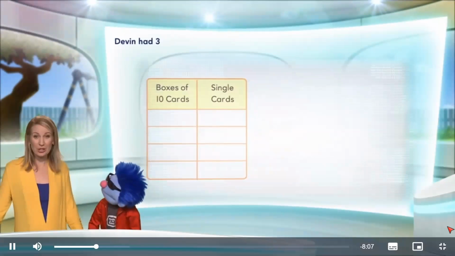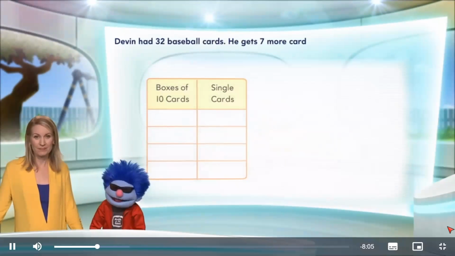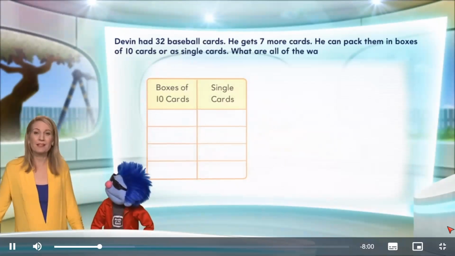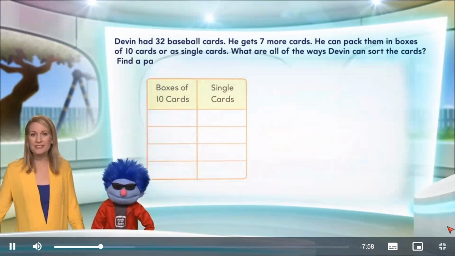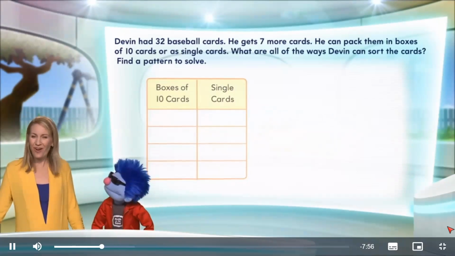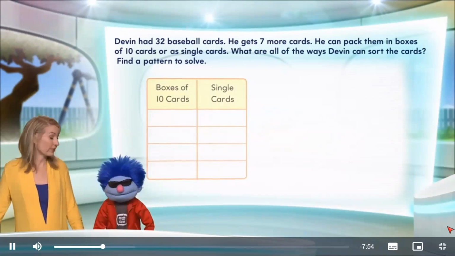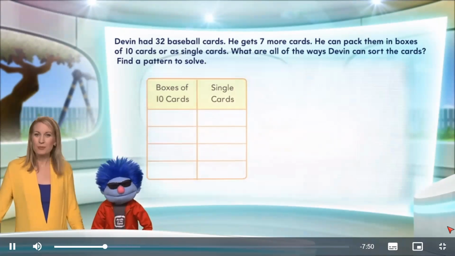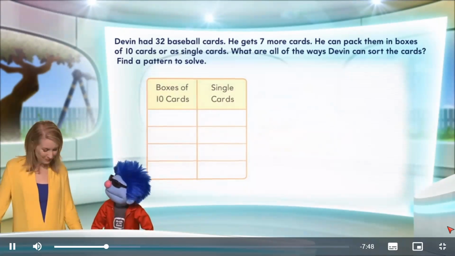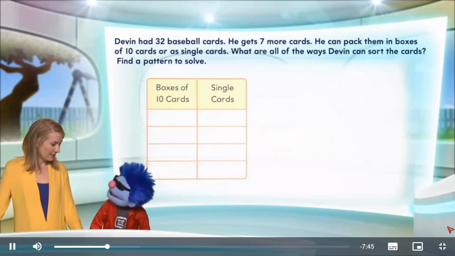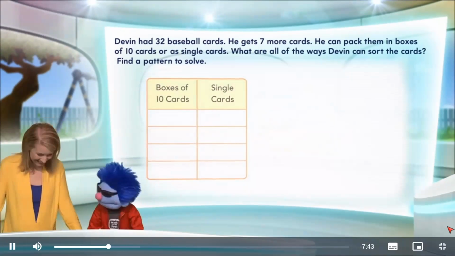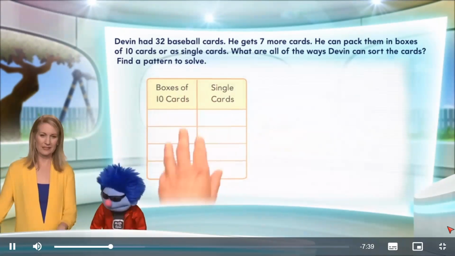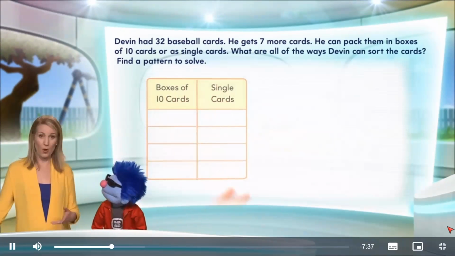Devin had 32 baseball cards. He gets 7 more cards. And he can pack them in boxes of 10 cards or as single cards. What are all the ways Devin can sort the cards? Now, what we're going to do to figure this out is we're going to find a pattern to solve. Oh, like plaid, man. Yes. Okay, so we're going to save the talk about what this table is for a moment, okay?